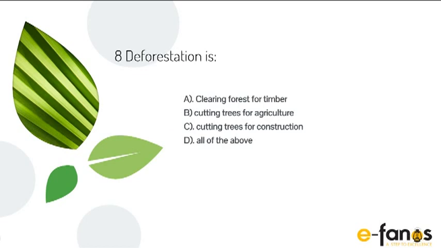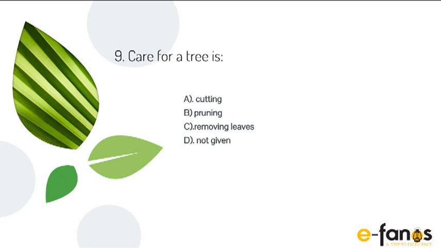Question 8. Deforestation is A, clearing forests for timber, B, cutting trees for agriculture, C, cutting trees for construction, or D, all of the above? And the correct answer is D, all of the above. Question 9. Care for a tree is A, cutting, B, pruning, C, removing leaves, or D, not given? And the correct answer is B, pruning.